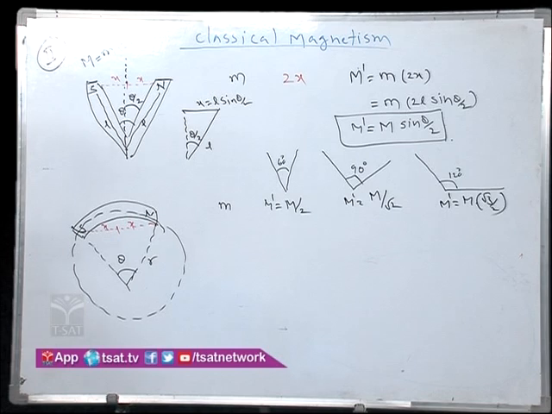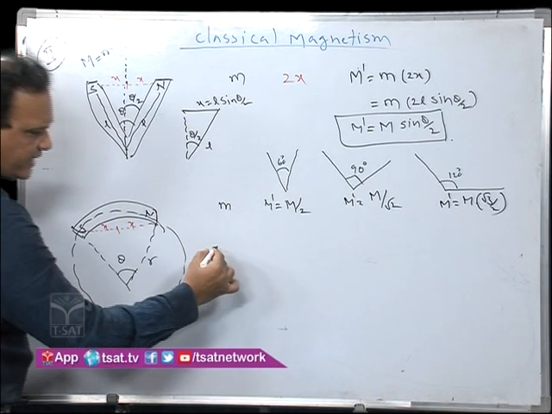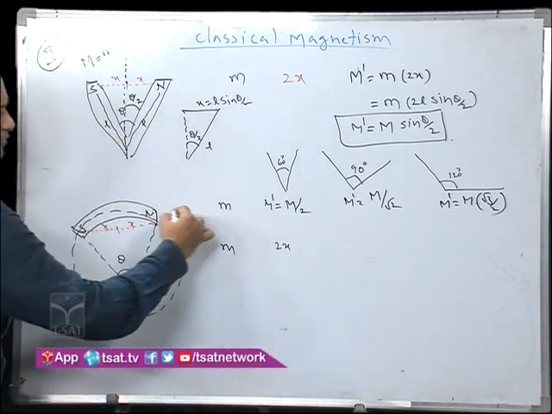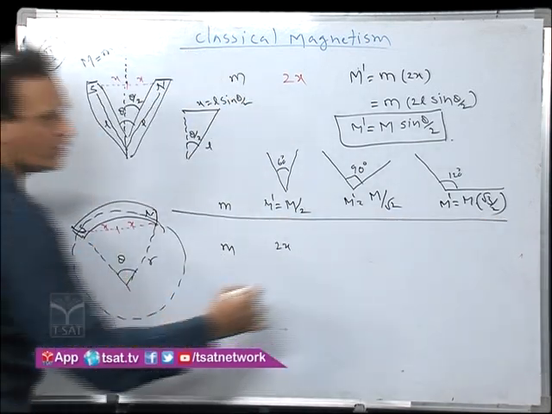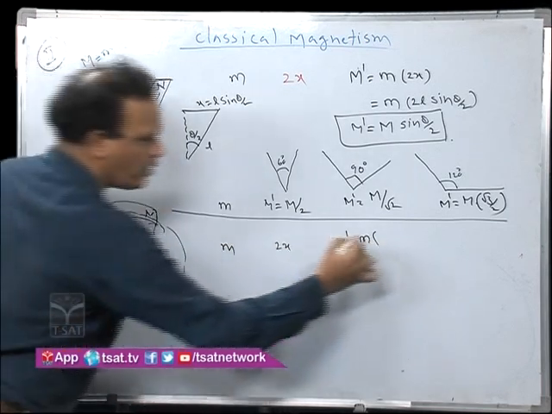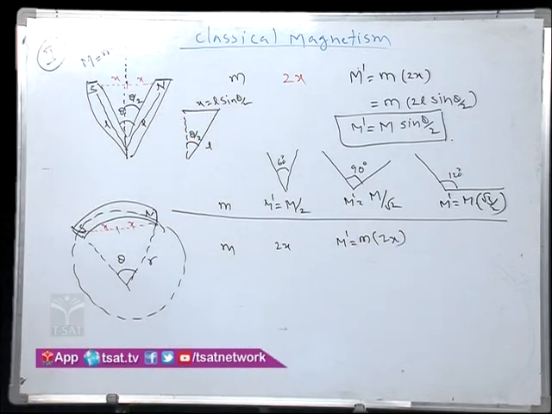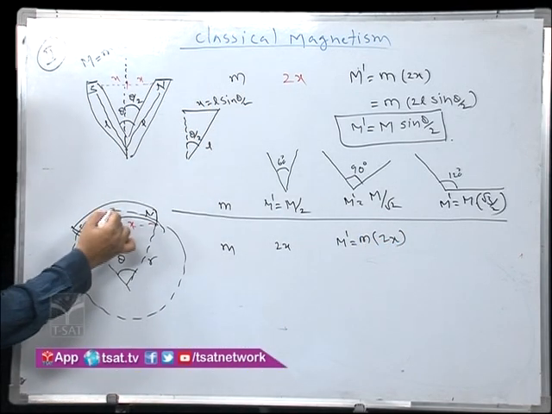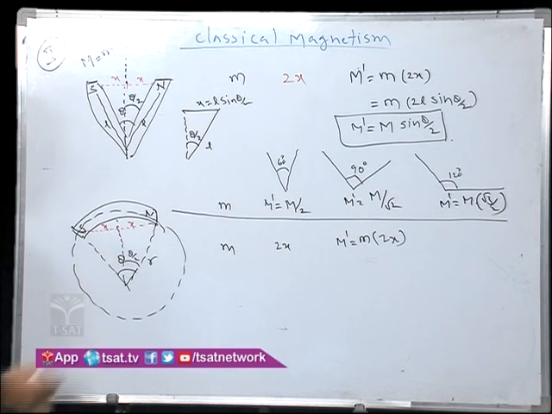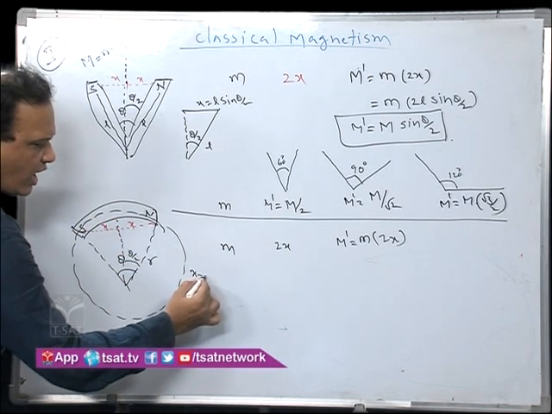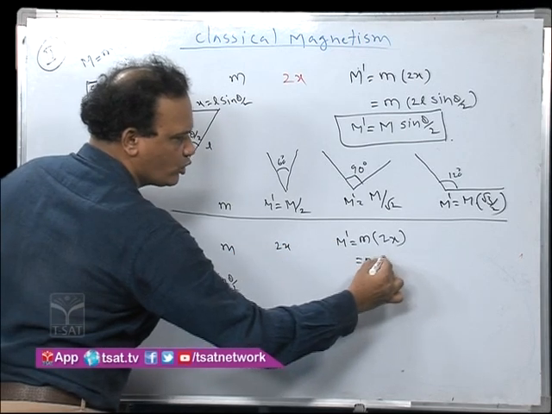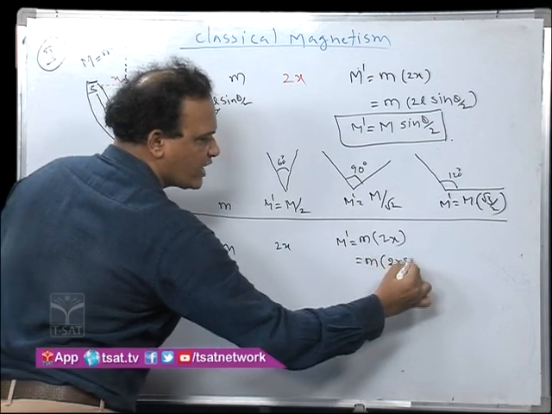But is there any change in the pole strength? No, it is a constant m only. But the length is equal to 2x. So its new magnetic moment m dash is equal to m into, from this diagram, 2x. But what is x? Again it is divided into two parts. If it bisects, this angle is theta by 2. Here x is equal to r sin theta by 2. So its new magnetic moment is m into 2 r sin theta by 2.